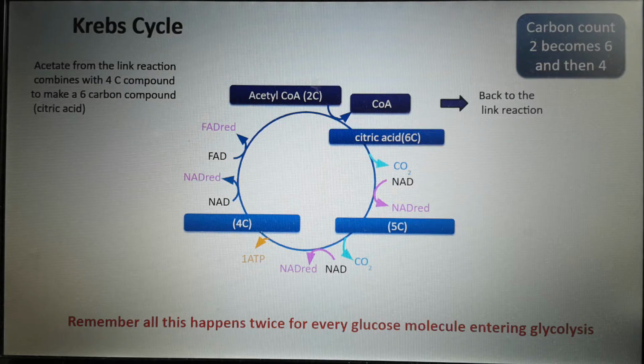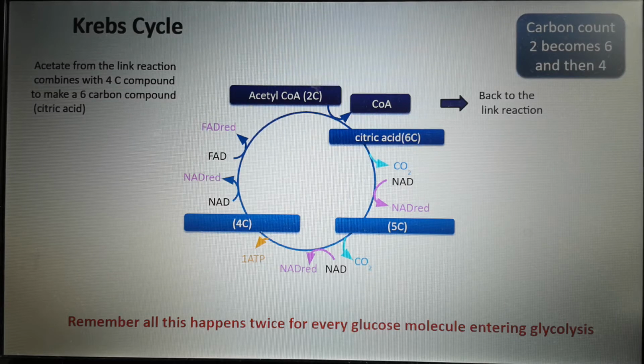So now we've got a 5-carbon compound, and that 5-carbon compound is decarboxylated again. So another carbon is removed, giving us a 4-carbon compound, and that carbon also produces carbon dioxide. Okay, so carbon dioxide, remember, is a waste product of respiration. In this reaction, the 5-carbon compound is also oxidized or dehydrogenated, producing another molecule of reduced NAD that's going to go to the electron transport chain. And at this point, there's also enough energy released to produce 1 molecule of ATP, which is going to just be used by the cell.